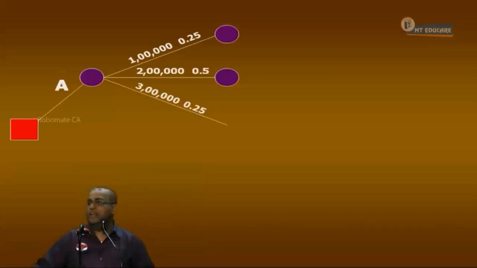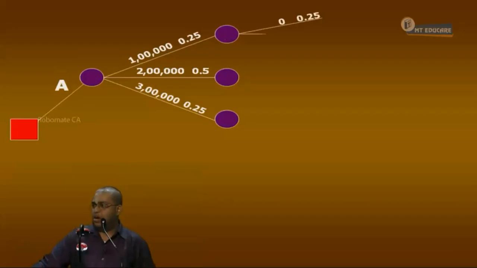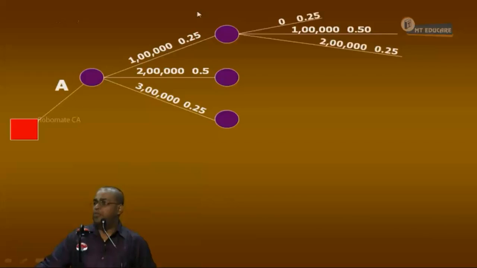0.25, 0.5 and then 0.25. Everybody accepting it or not? Now, please participate. First year cash flow 1 lakh. Now, second year cash flow may be 0 or maybe 1 lakh or maybe 2 lakh, with a probability of 0.25, 0.5, 0.25.